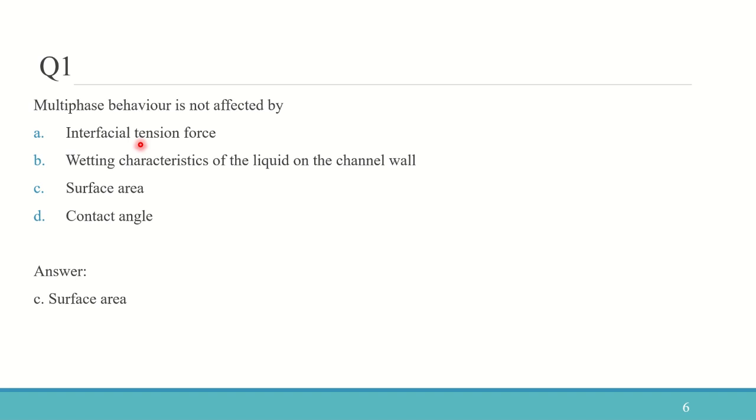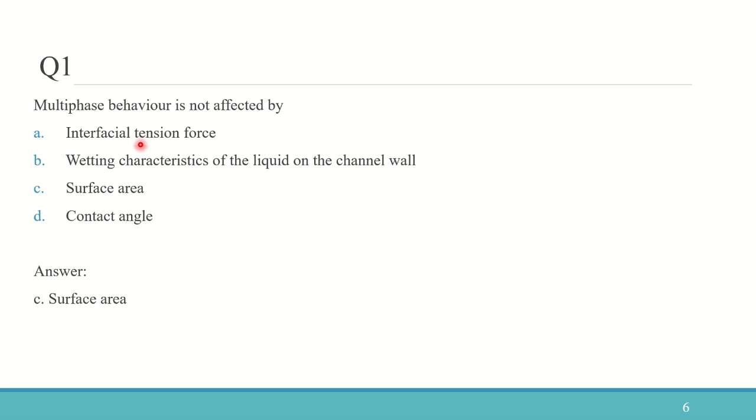The first option is interfacial tension force. So obviously the interfacial tension between the particles in the fluid would be playing a major role. And second is wetting characteristics of the liquid on the channel wall. Again, the channel wall is like a different phase and the liquid is a different phase, and based on that, the liquid might be sticking to the wall, and we need to account for that as well.